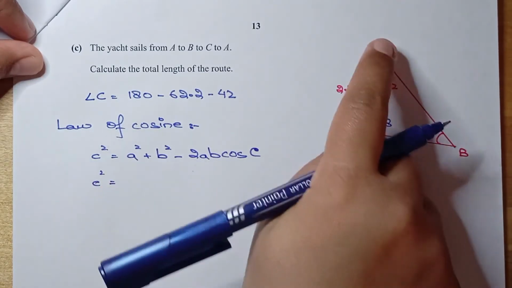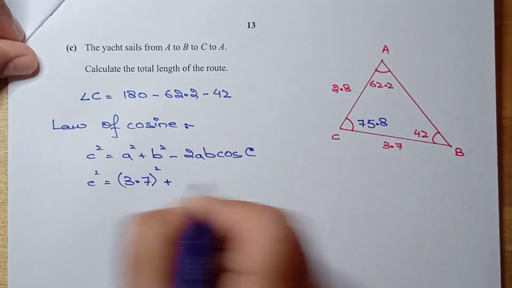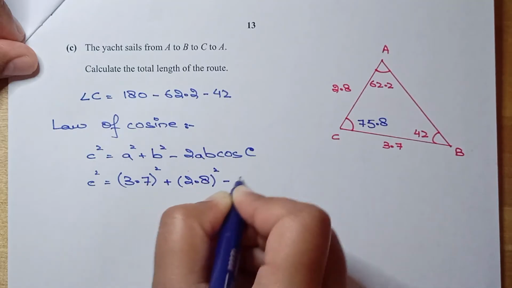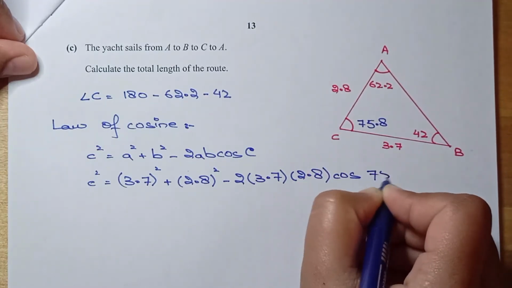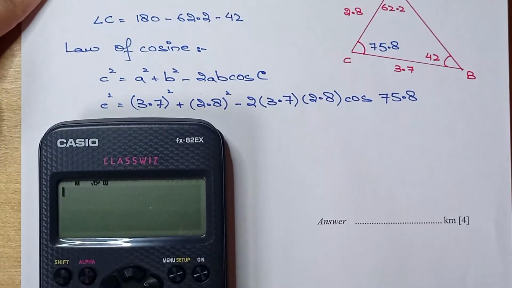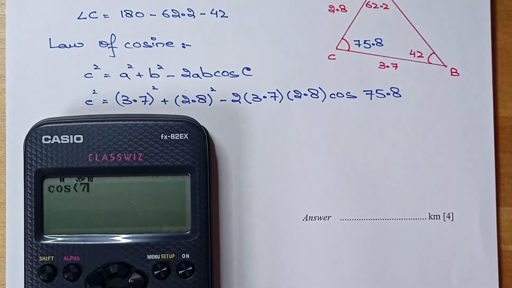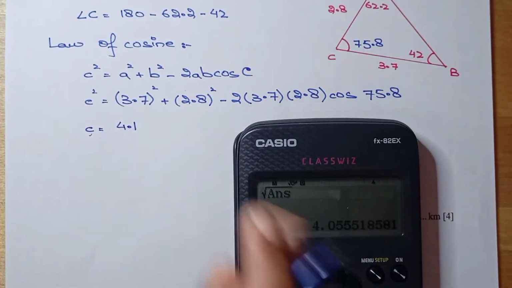So c squared is equal to a is 3.7 whole squared plus b is 2.8 squared minus 2 times a, 3.7, times b, 2.8, times cos of angle C, which is 75.8. Let me solve it. So first we need to do cos 75.8 times 2.8 times 3.7 times minus 2, and then add 2.8 squared and then add 3.7 squared. We got c squared, and for c we need to take its square root. This is 4.05 or 4.1. C is 4.1. This side is 4.1.